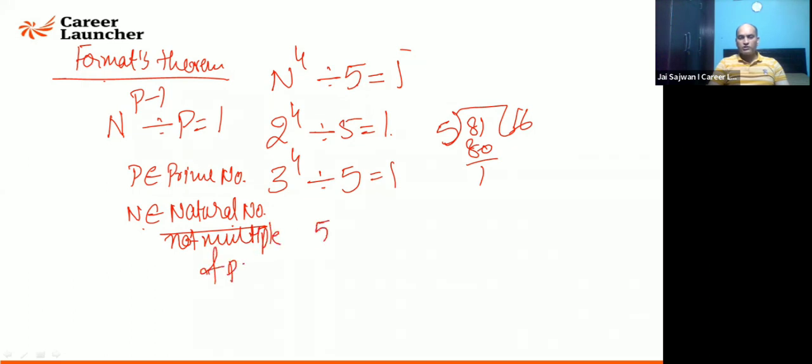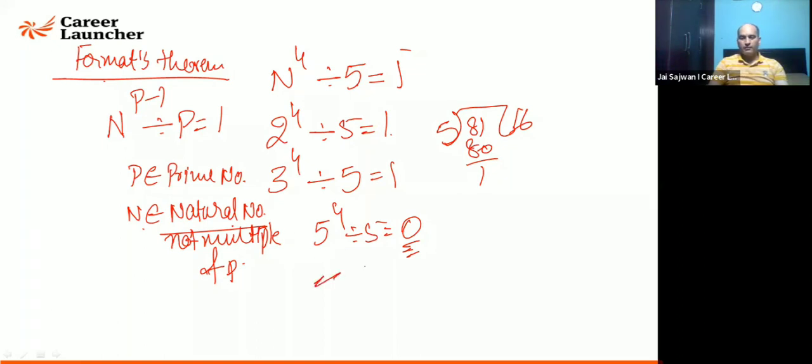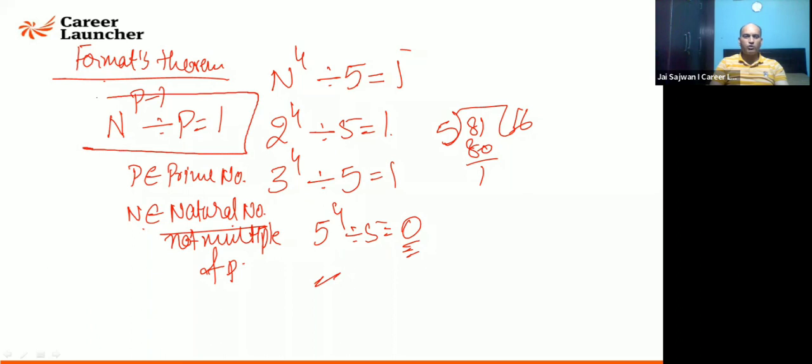Why? Because if you say 5 to the power of 4 divided by 5, what is the remainder? Of course, the remainder comes out to be 0 because it is a multiple of 5. So n is a natural number, but it is not a multiple of 5. The moment it is a multiple of 5, the remainder comes out to be 0. I know all of you are sensible enough to understand this, but in case you feel why it is not applicable for 5 or 10 or 15, the reason is they are multiples of 5, and any number which is a multiple of 5 when divided by 5 leaves a remainder of 0. I believe it is clear. Fine. So this is the basic property that you need to remember.